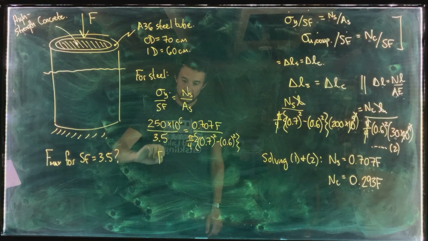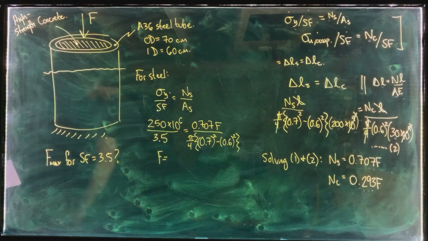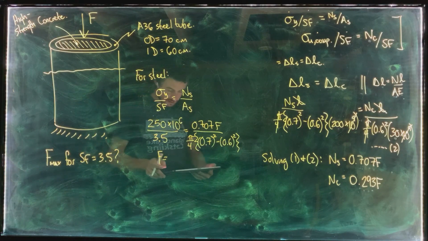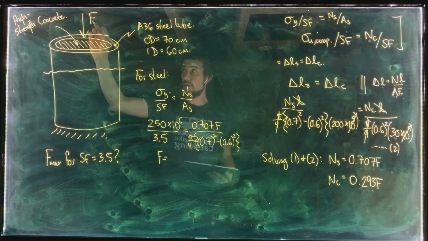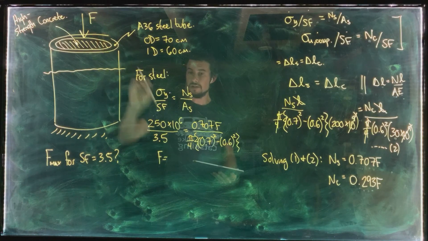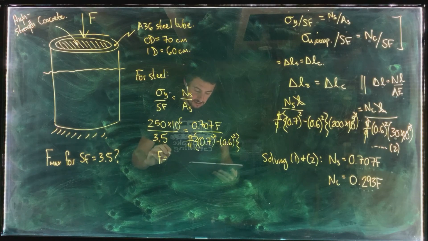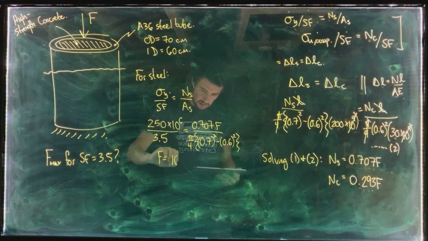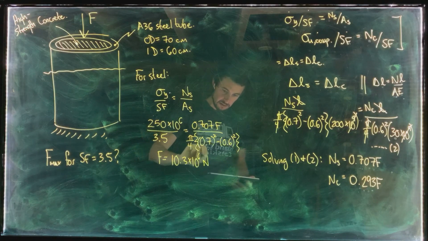Okay, and then we get a value of F for that. So that would be the maximum force, the maximum load F that could be applied to the column before the steel exceeds its allowable stress. So that comes out to 10.3 times 10 to the 6 newtons.